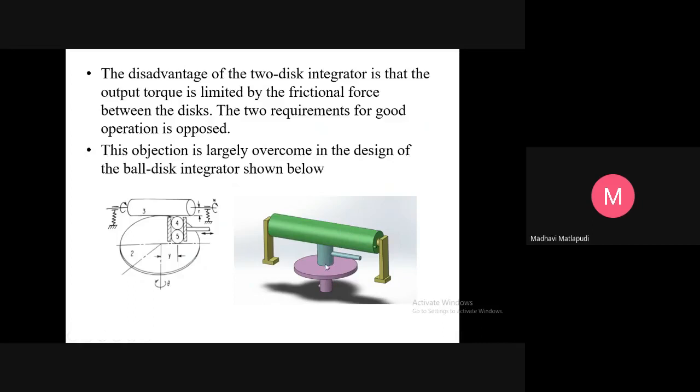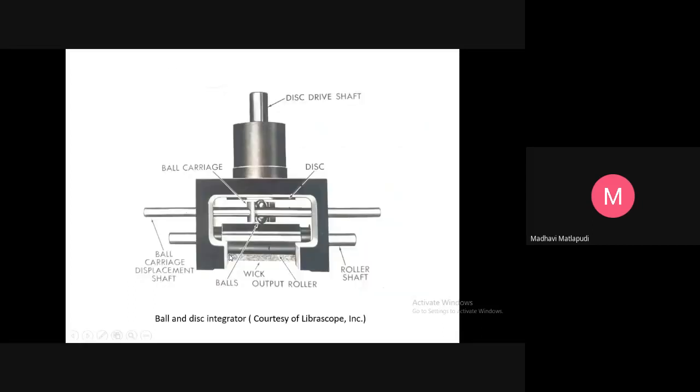Now look at the photo of the ball and disk integrator. This is disk 2, which gets the power from the disk drive shaft here, connected to a motor. So the power goes from here to the disk, and via these ball disk integrators, the motion is transmitted to the cylinder through this roller shaft, and this ball carriage also gets displaced, having a linear motion.